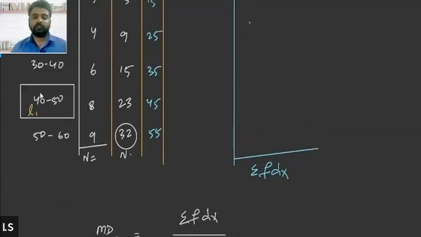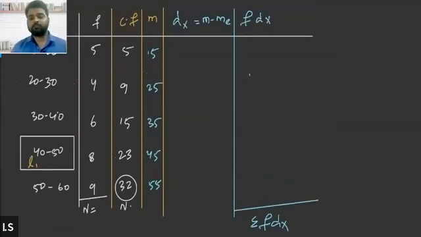And the frequency just in front of this class will be called f. This will be our f. And the cumulative frequency just above this frequency will be called CF. This will be our CF. So now we will put these values accordingly into the formula.